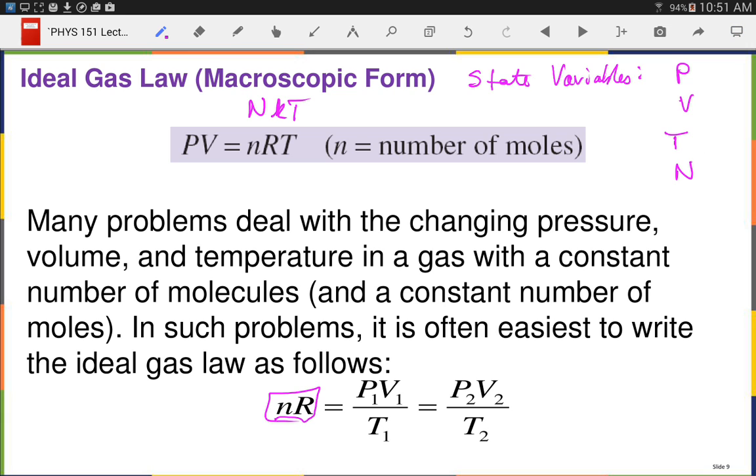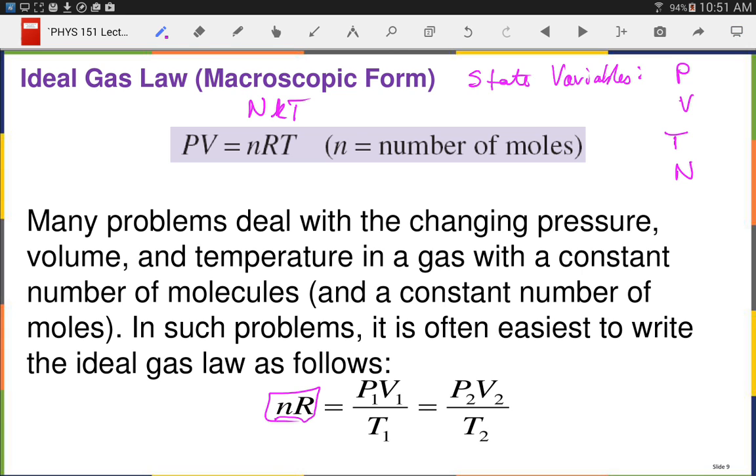Now, if we were in chemistry, we'd add one more, but we're not in chemistry. So those are going to be our state variables. The equation of state is relating those state variables. What's important about a state variable? If you know those numbers, you know exactly what the state of your gas is.